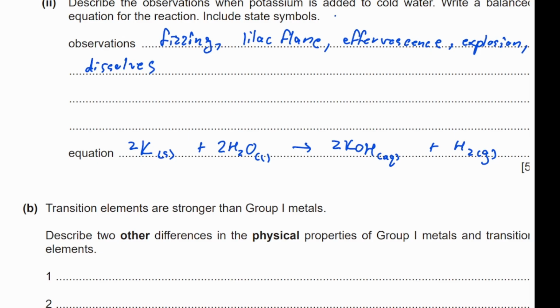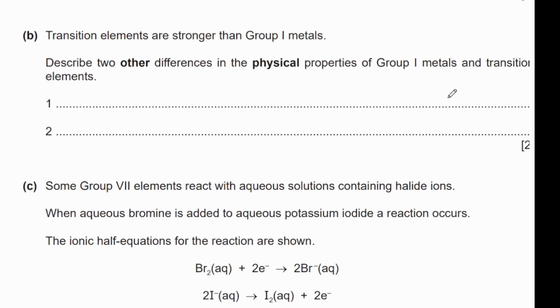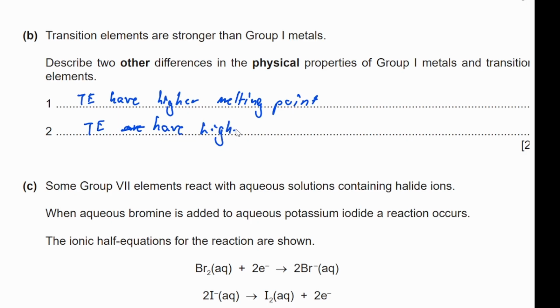Okay. Describe two other differences in physical properties of group 1 metals and transition elements. Okay, so transition elements are your typical metals. Group 1 metals are soft and squishy, and group 1 metals have a lower melting point. So one thing is transition elements have a higher melting point, and transition elements have higher densities. Okay, much heavier.